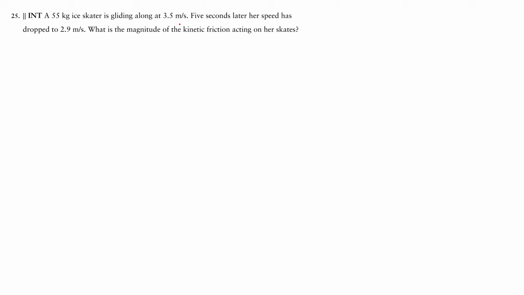Okay, so for this assignment, I chose to do question 25. A 55 kilogram ice skater is gliding along at 3.5 meters per second. 5 seconds later, her speed has dropped to 2.9 meters per second. What is the magnitude of the kinetic friction acting on her skates?